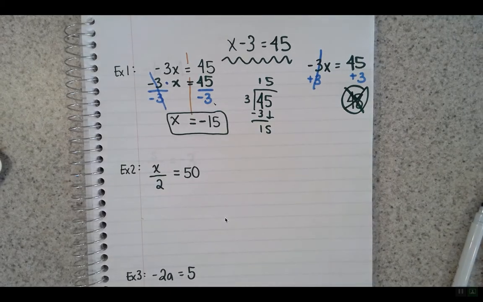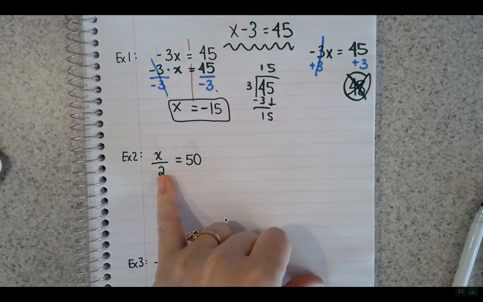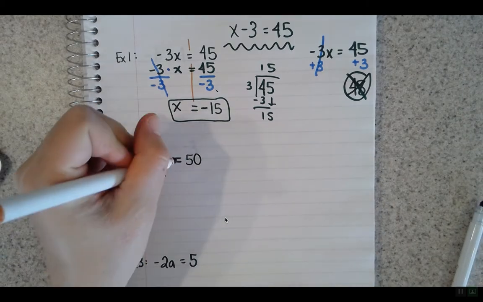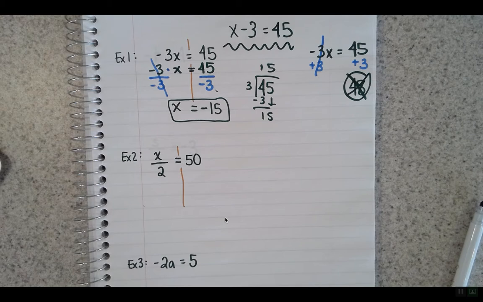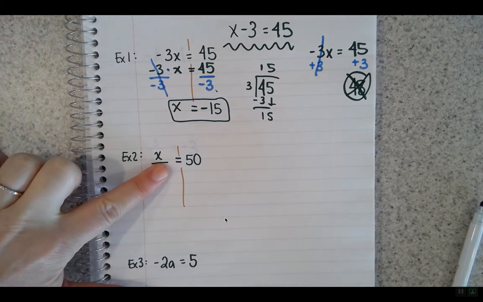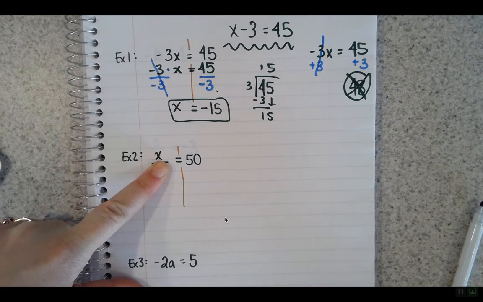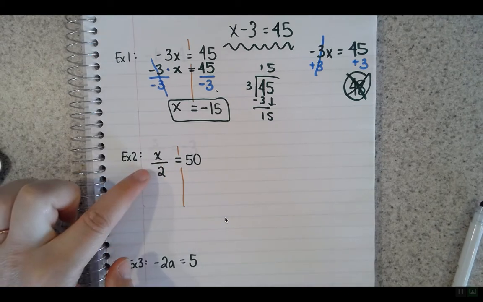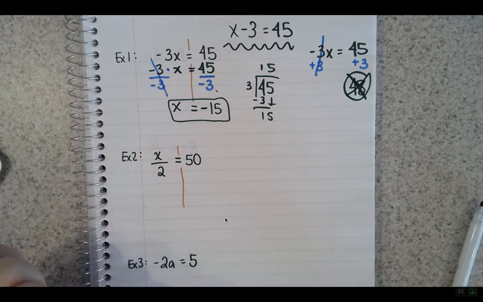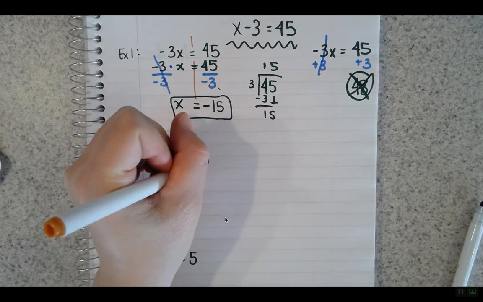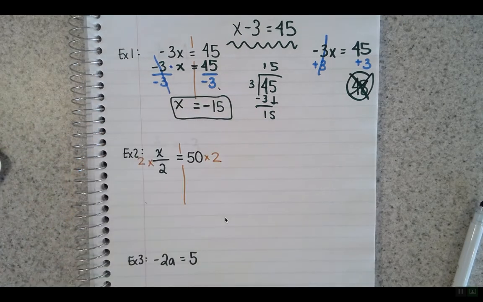Let's look at a second example. X divided by 2 equals 50. Draw my wall. Now, if I cover up this division by 2, x is all by itself on the left side of the wall. How do I get rid of division by 2? Well, I do the opposite of dividing by 2, and I multiply by 2 on both sides of my wall.